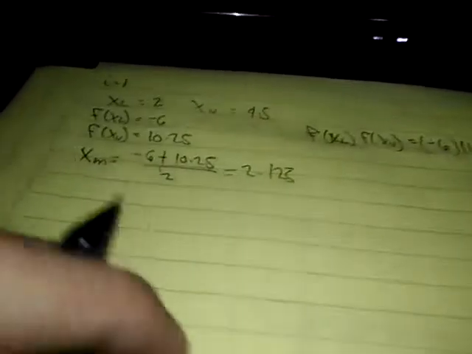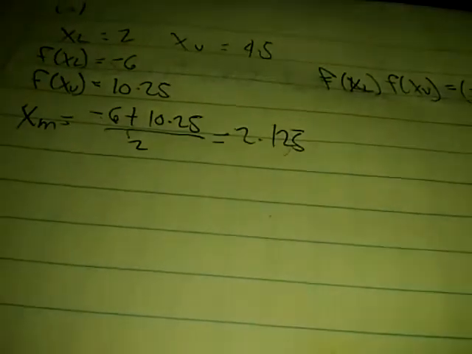Ayun, bago natin ito kuhanin yung xm, kuhanin pala muna natin ulit yung pag-times nito. The negative 6, f of xl times f of xu is equals to negative 6 times 10.25. So, na-satisfy pa rin natin yung condition. So, check ito. So, yun nga, ito na yung value ng xm, 2.125.